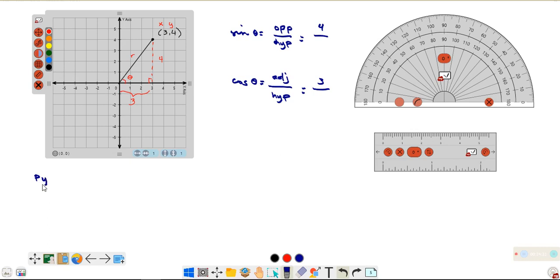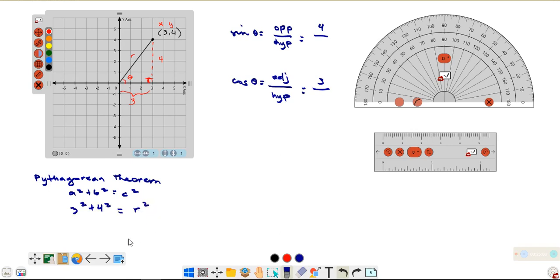Anong gagamitin natin? Lagi natin siyang dinidiscuss. We are going to use the Pythagorean Theorem. That is a squared plus b squared is equal to c squared. So, meron tayong dalawang legs, 3 at 4. And then, opposite your right angle, ito yung right angle natin, is the longest side, which is the hypotenuse r. So, we have here 3 squared plus 4 squared is equal to r squared.